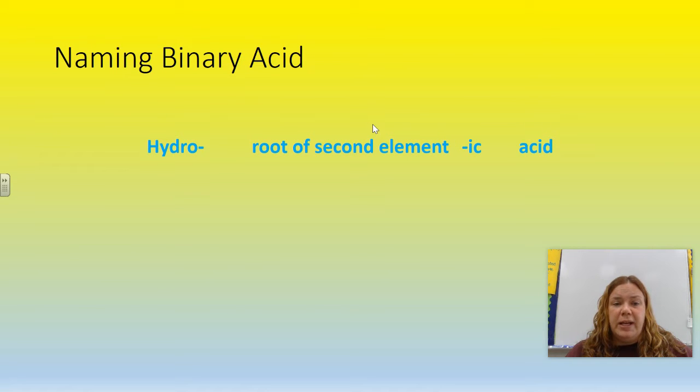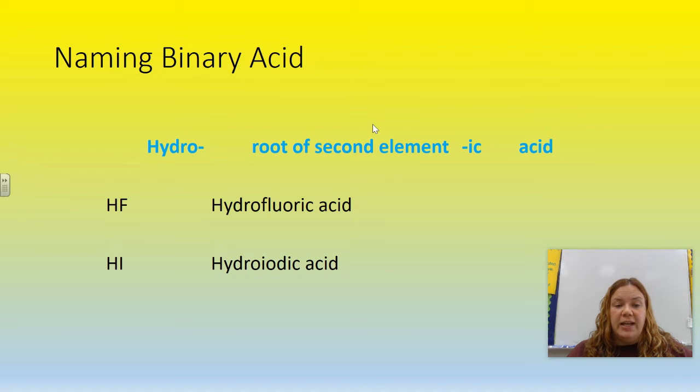So when we name binary acids, what we do is we start with the prefix hydro. Then we use the root of the second element, add the suffix ic, and then we write the word acid. So let's look at an example here. We have HF. So we use hydro. F is fluorine, so we use fluor, the root of the second element. We add the suffix ic, and then we say acid, hydrofluoric acid.